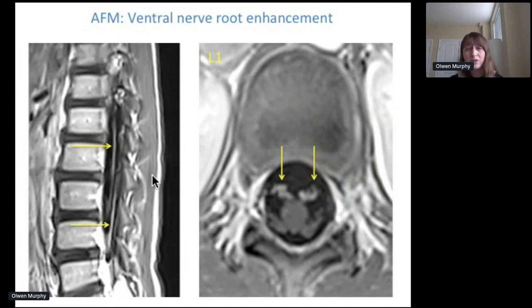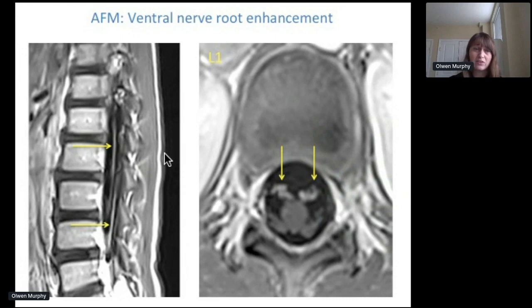However, enhancement is frequently seen in the nerve roots, primarily the ventral nerve roots, which are, of course, the motor nerve roots. Whether this ventral nerve root enhancement may be evident on an MRI depends a lot on the timing of the study. This does appear to be a slightly delayed phenomenon.